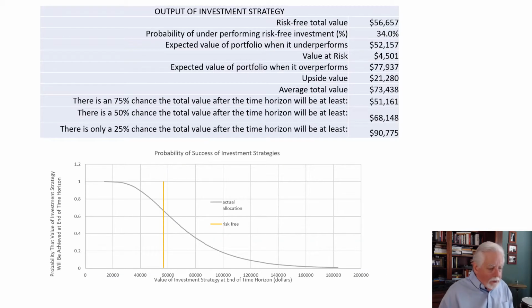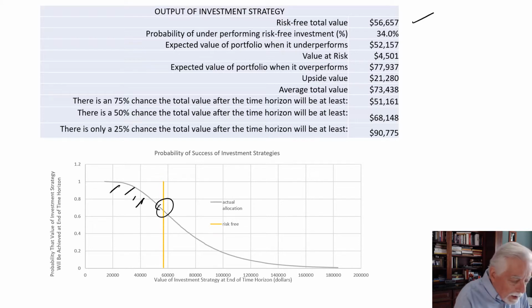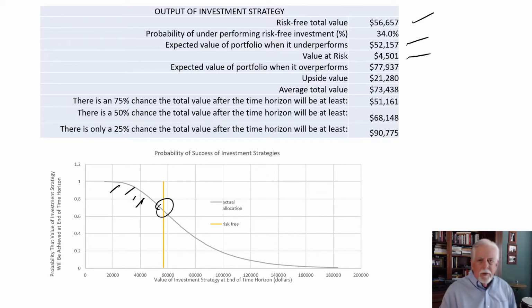And what the closed form solution can provide, well, obviously it's simple to calculate what the risk-free total value would be. That 50,000 will grow to about 57,000. The probability of this portfolio underperforming that risk-free investment is 34%. And when it does underperform, you can simply, since we have a closed form solution, integrate these values here, and come up with what the value is when it underperforms. So the value at risk is $4,500. Of this $50,000, there's a 34% chance that that investor might lose $4,500.